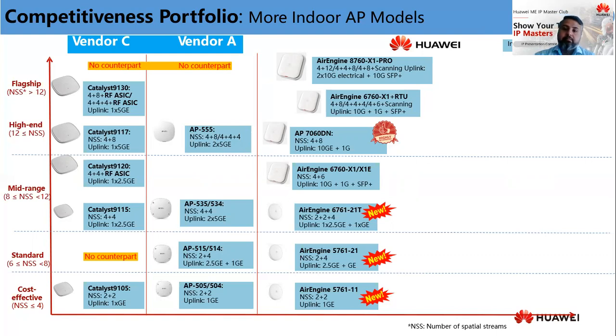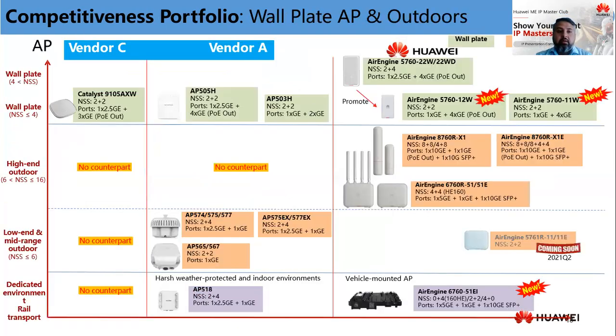the industry. Other than that, when we talk about the high-end outdoor access points, vendor C and vendor A are both quite sitting in the corner. Only Huawei has the answer to the high-end outdoor access points requirement of a customer. In mid-range or low-end outdoor access points, Huawei is launching their 5761R-11, 11E. In Q2, it will be available very soon in the market.